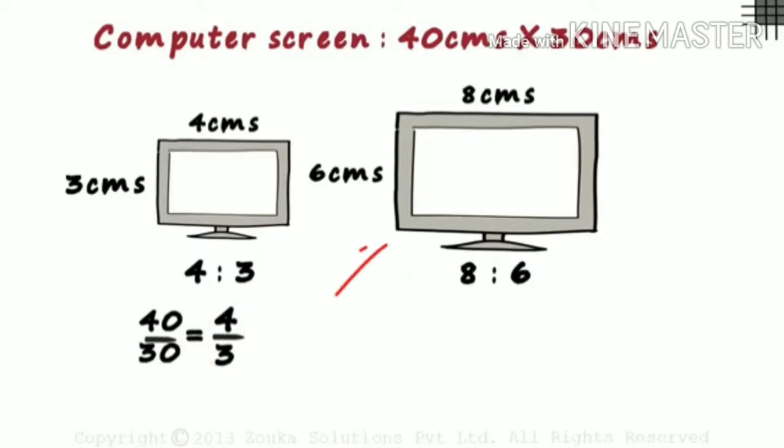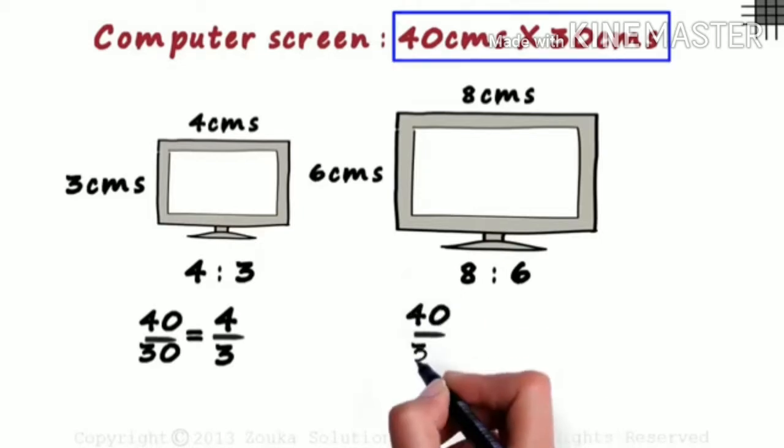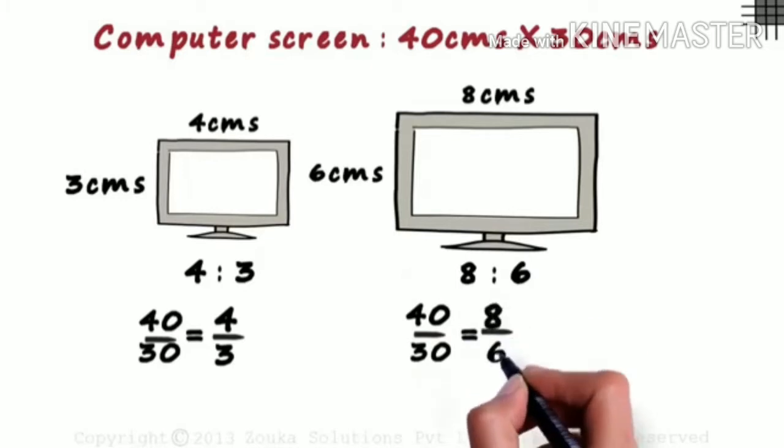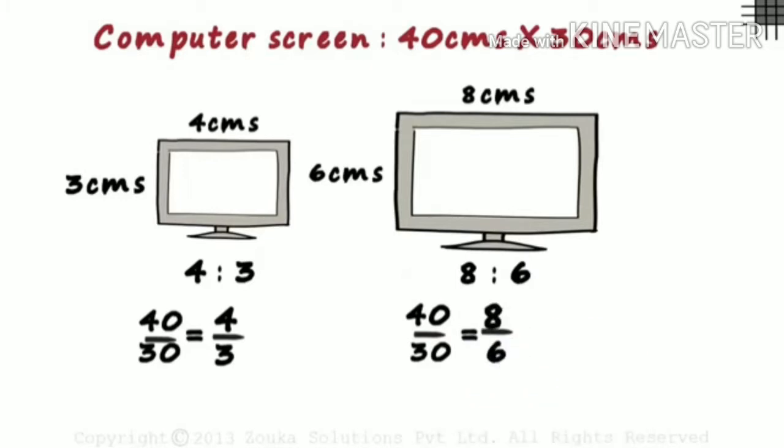Now let's look at the second case of 8 by 6. The ratio of the actual screen was 40 by 30. If both the numerator and the denominator are divided by 5, we get an equivalent ratio of 8 by 6. 40 divided by 5 equals 8 and 30 divided by 5 equals 6.